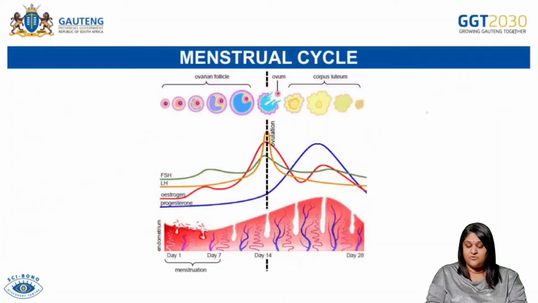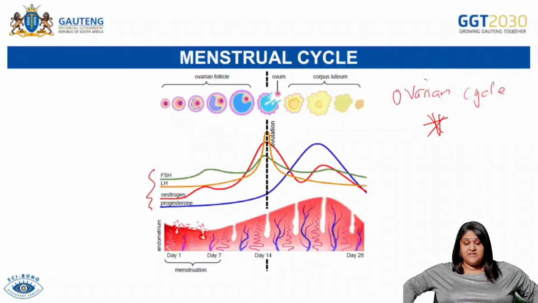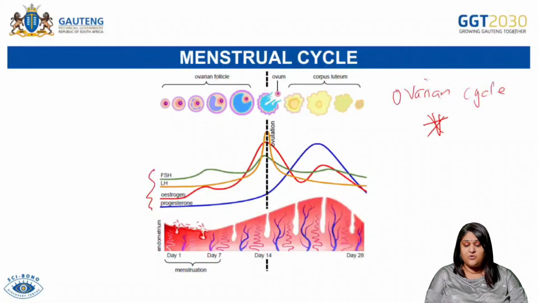Please make sure you know how these are all interacting with each other. You need to know the hormones and you need to know how they're interacting with each other. So this is the ovarian cycle. What's happening in the ovary? You need to know how the Graafian follicle is developing, what causes ovulation to occur, which day it occurs on, ovulation on day 14, and how we are going to progress into the corpus luteum.